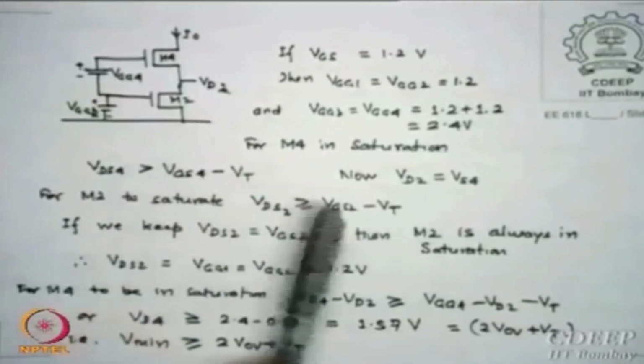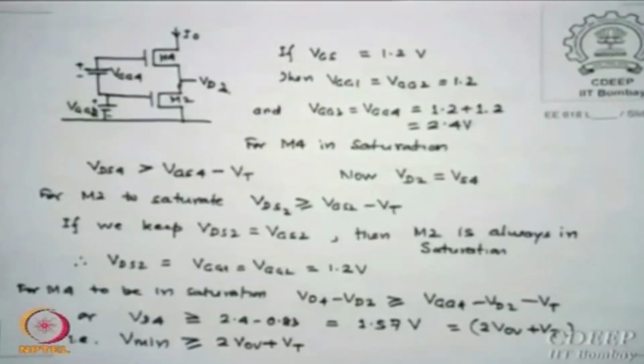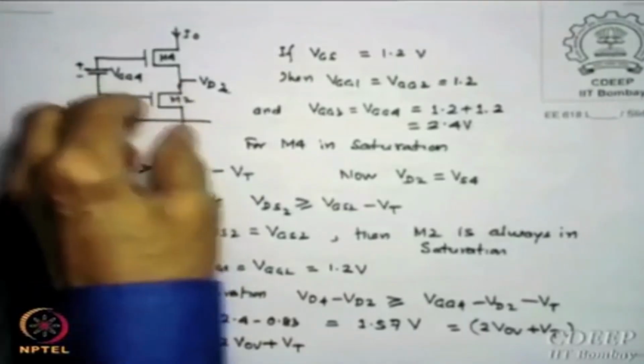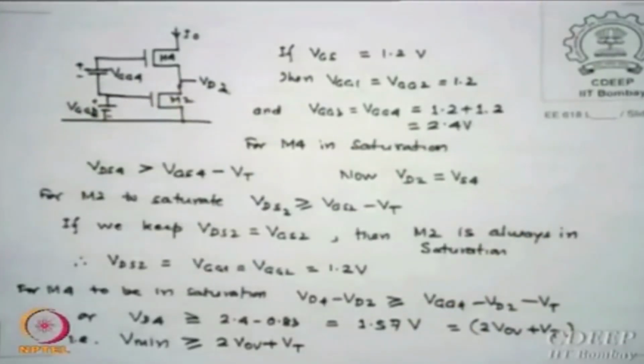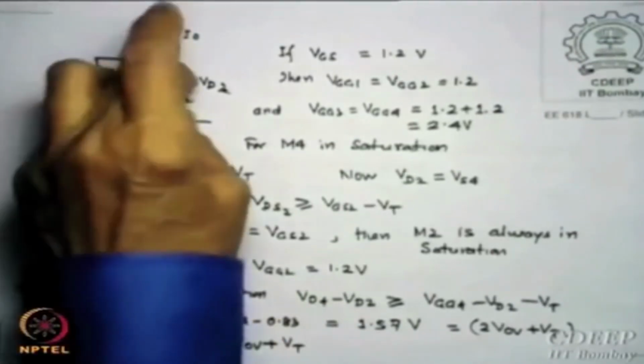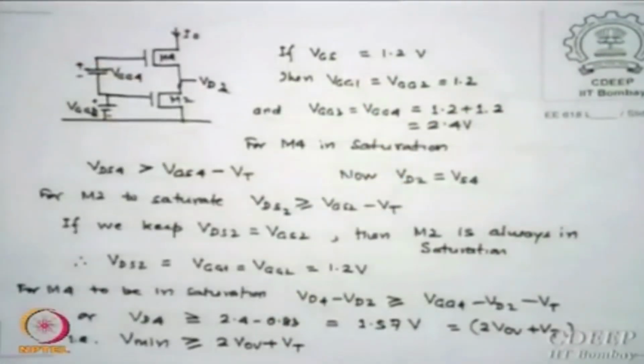So if these are the two conditions and we want to force VDS2, what is the minimum VDS2 I should have? If this VDS2 is the same as VGS2, then VGS2 minus VT will always be smaller than VDS2. So the transistor will always remain in saturation if this voltage is the same as this voltage. That is the minimum value of VD2 which allows the transistor to saturate. If they are equal, then transistor M2 will always remain in saturation. Is that correct? VGS minus VT will always be smaller than VDS.